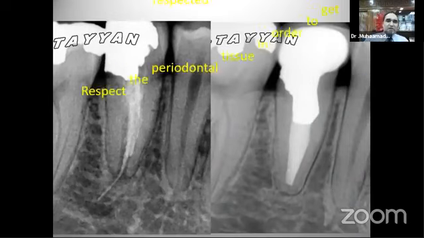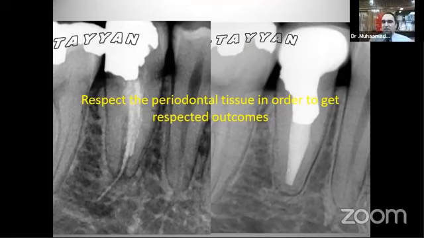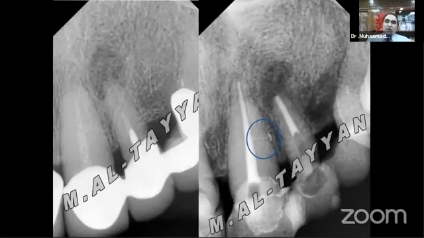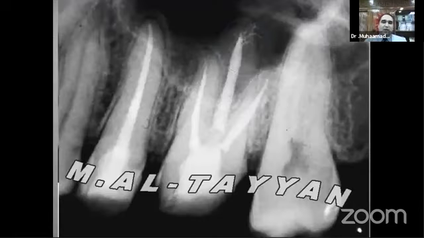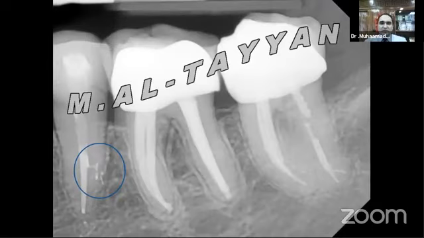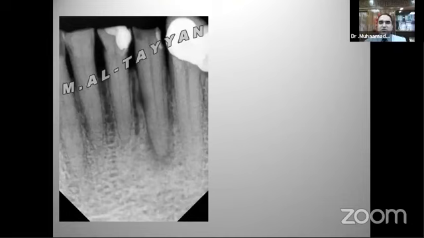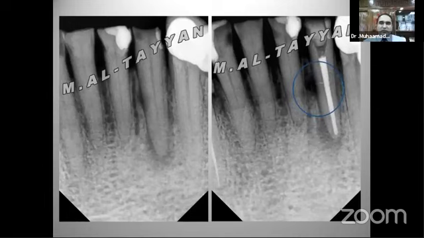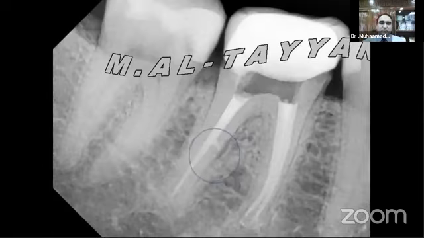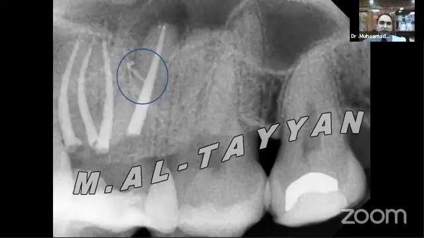I would like to remind you that when we respect the periodontal tissue, we get respected outcomes, so we really need to respect the periodontal tissue. In fact, we do come across lateral canals from time to time during the obturation or after obturation. They look very nice at the post-operative X-ray. Sometimes we can predict the existence of the lateral canal when we see a lateral lesion. As you can see, they look nice at the X-ray.